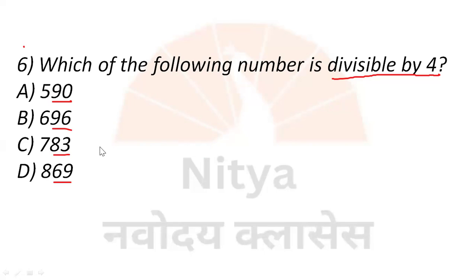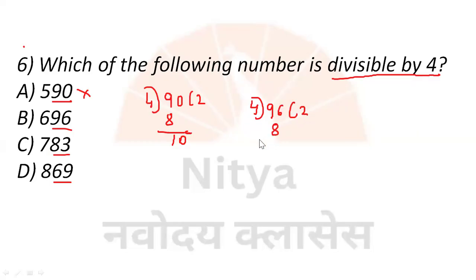So see here 90. Is 90 divisible by 4? Check. Okay, 4 2s are 8, 1 remainder. See, 10 does not come in the 4 table. So this is not divisible by 4. See next one, 96. So 4 2s are 8, 1 remainder, 6 bring down. 4 4s are 16. Yes, so 96 is divisible by 4. Then the whole number is also divisible by 4. Okay, so option B is our answer. And 83 is also not divisible by 4. 69 is also not divisible by 4. Okay.